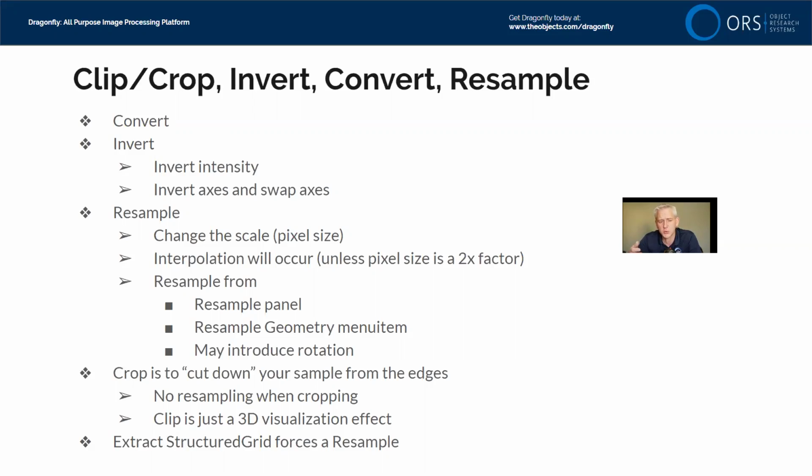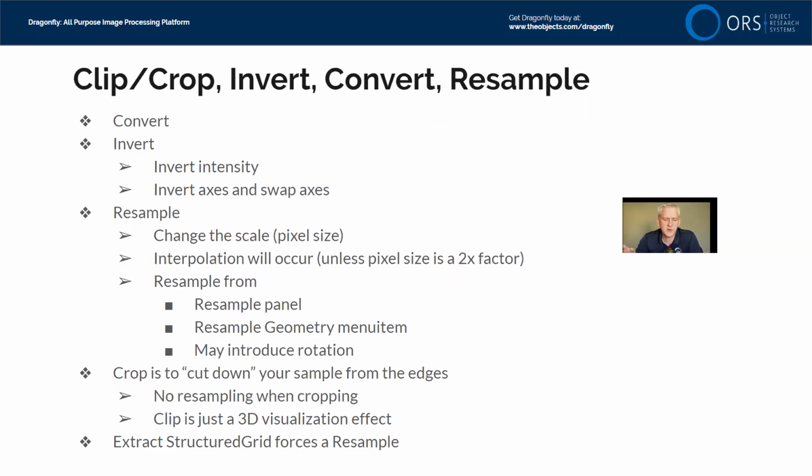Then we will discuss resampling. Resampling is really about changing the scale or the pixel size of your image. Your magnitude will stay the same. So if your mitochondria is 3 microns across, it'll still be 3 microns across, but maybe instead of 6 pixels wide, it would be 12 pixels wide or 3 pixels wide. So it's changing the number of pixels per unit space. That's the pixel size. We'll talk about when interpolation will occur or when it won't.